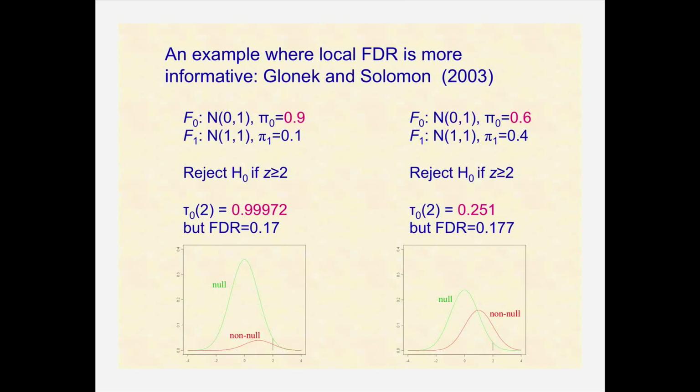Now, if you change this 0.9 here to 0.6, the two densities now change because they're weighted by the prior probabilities. And so now if you get a gene that's got a value of 2 for the test statistic, the posterior probability that it's not differentially expressed falls to 25%. But the false discovery rate is the same. So the false discovery rate is making a global statement about what's going on, the number of false positives, whereas this is about a particular gene.